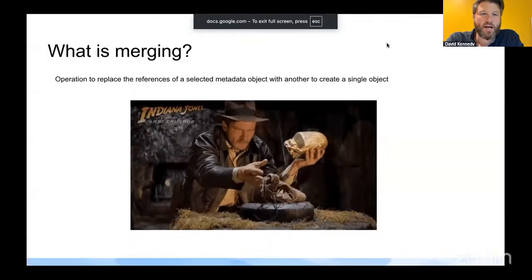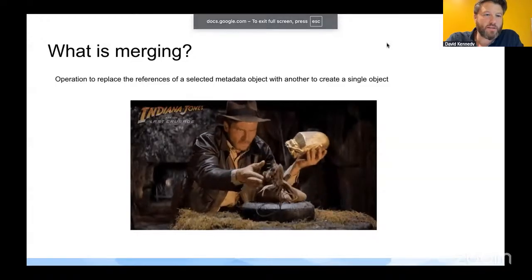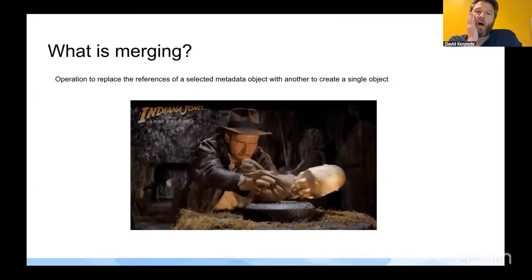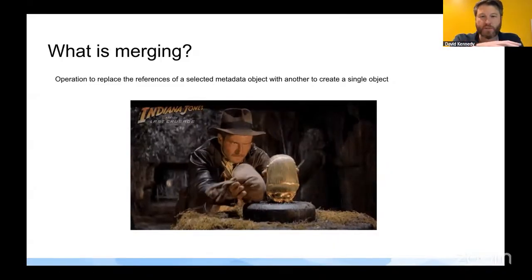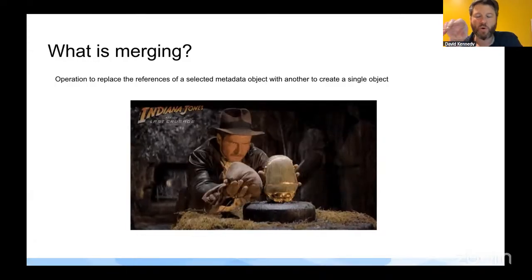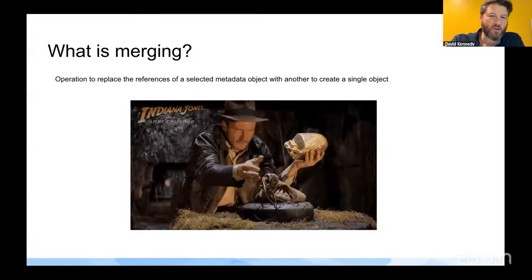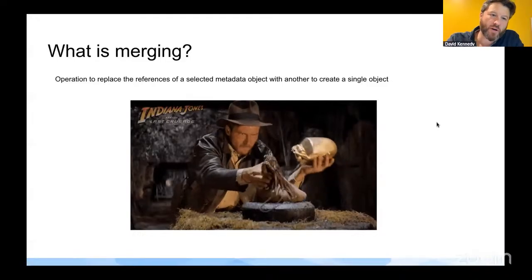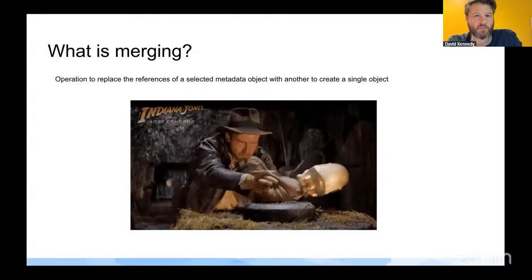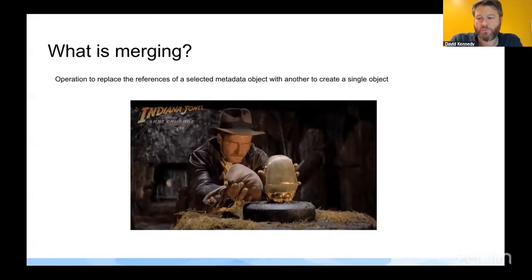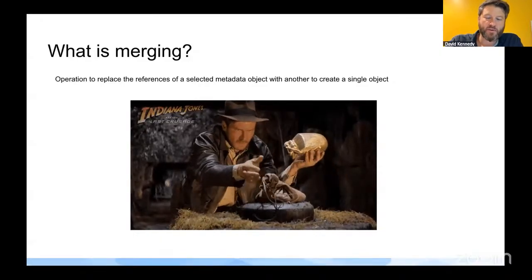So I did want to pop this reference in, mostly because I like it, but also I think it actually helps a little bit, because merging is a little bit more like a find and replace, kind of moving one object and putting a new one in. It's not the exact right metaphor, but good enough to use this picture. So it's an operation where we replace the references of a selected metadata object with its duplicate to merge them into one object. And we'll go through that in a little bit more clarity. So hopefully by the end of this, it'll be very clear exactly what that means.